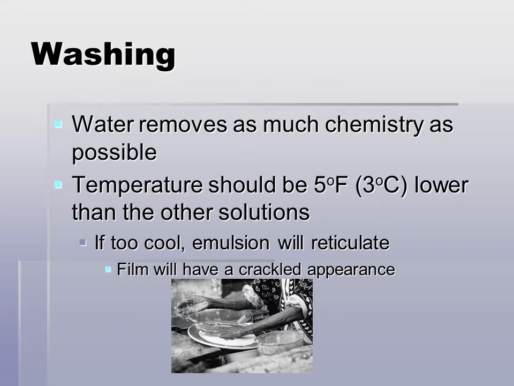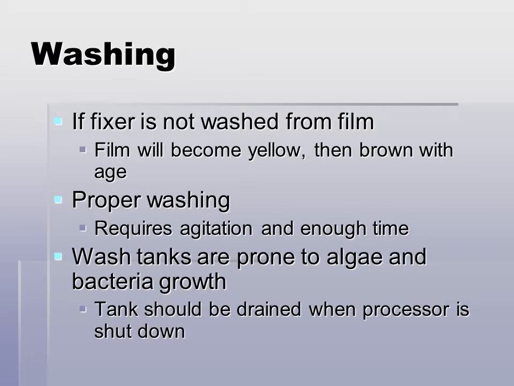Washing. Water removes as much of the chemistry as possible. The temperature should be 5 degrees Fahrenheit, 3 degrees Celsius, lower than the other solutions. If it's too cool, the emulsion will reticulate and the film will have a cracked appearance. If fixer is not washed from the film, it will become yellow, then brown with age. Proper washing requires agitation and enough time. Wash tanks are prone to algae and bacteria growth, so the tank should be drained when the processor is shut down.